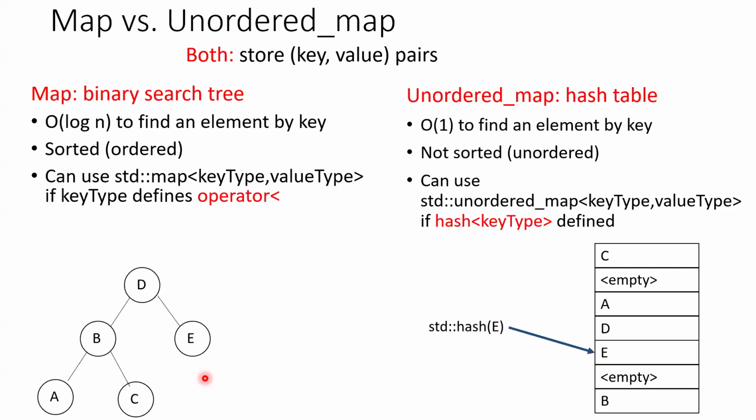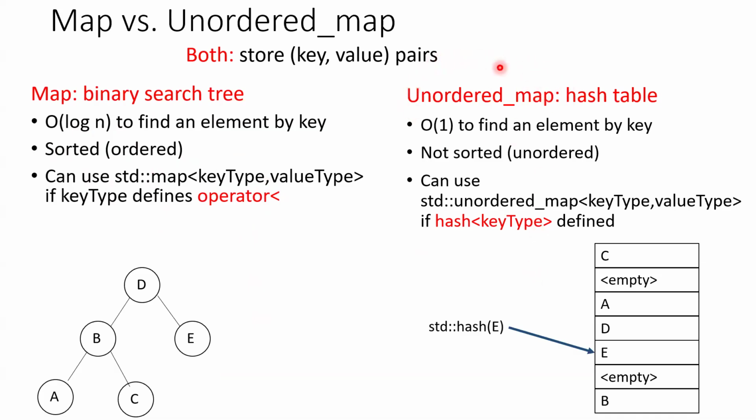Map versus unordered map. Ordered versus unordered. A map, which is a binary search tree, is ordered inherently, and it takes O(log n) to find an element by key. And it's able to compile for any key type that has the operator less than defined by default. Or you can configure it to use another comparison operator.